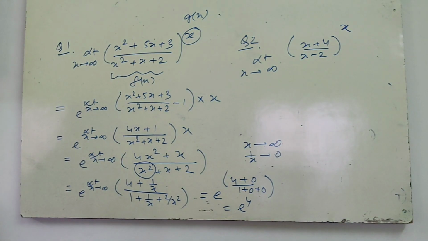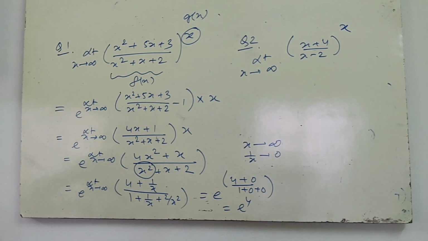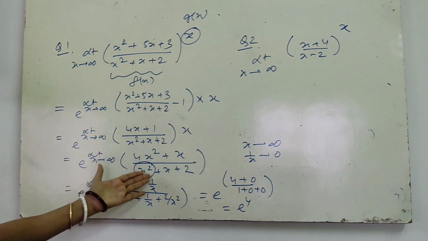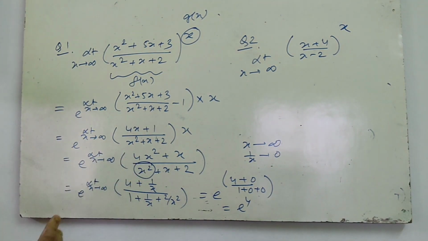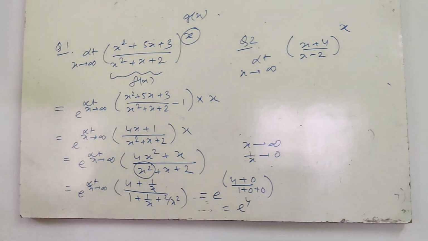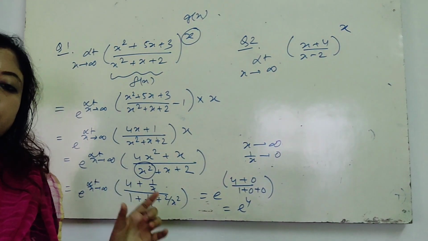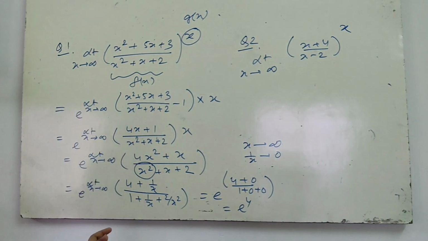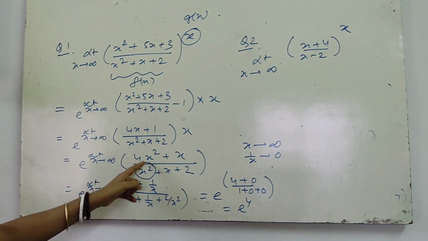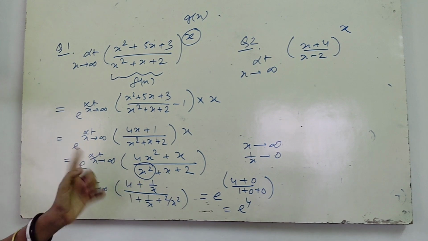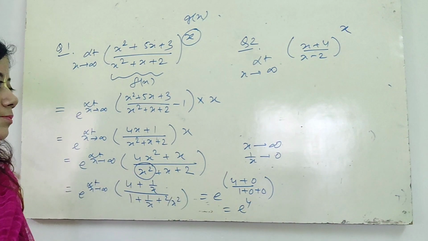So is it clear? First I have subtracted 1 from f(x) and multiplied by g(x). Then the numerator and denominator powers will become the same. If they are not the same, then you take the highest power from the denominator and divide numerator and denominator by it, like I have divided by x square. Then I can put 1 by x equal to 0.